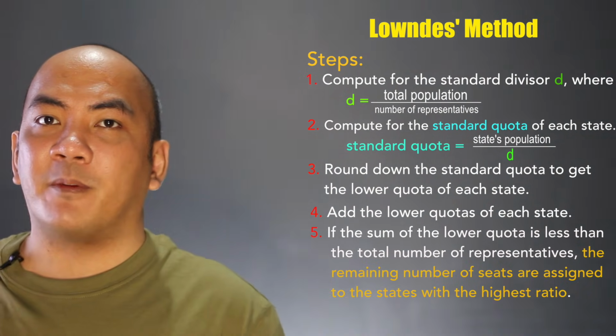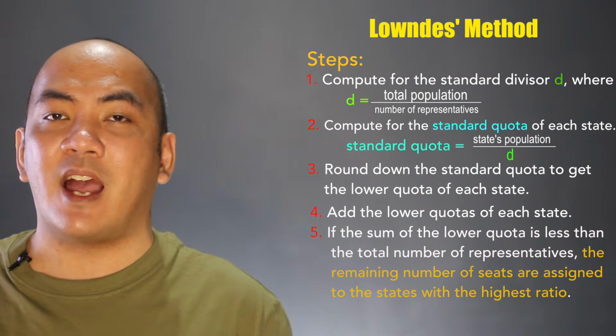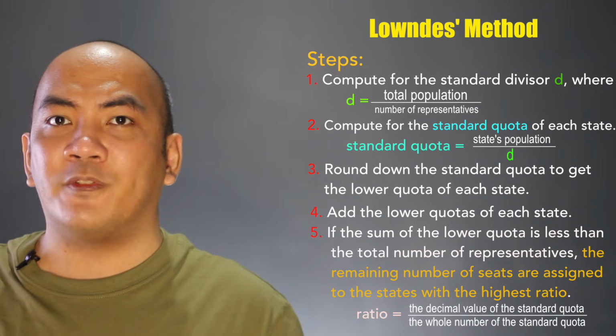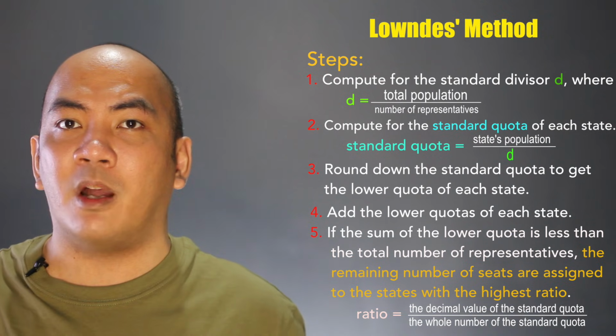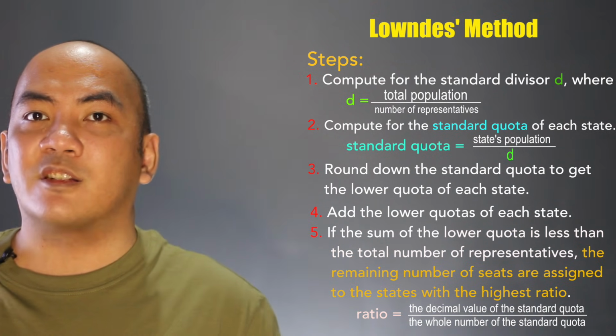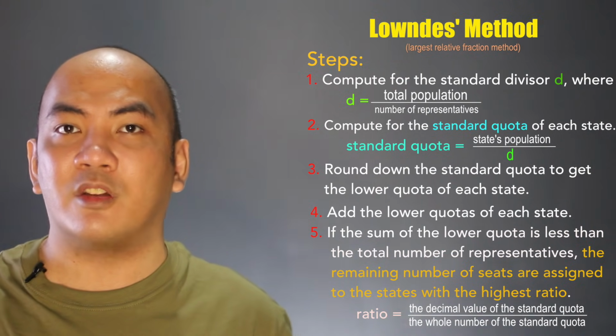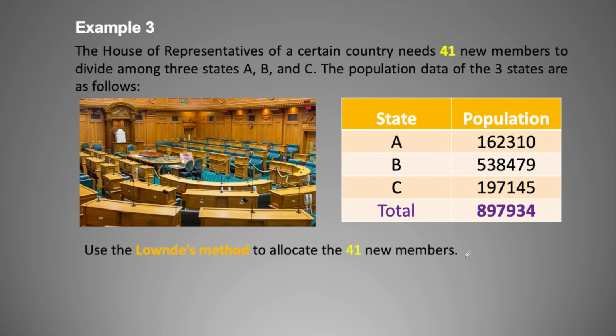And expectedly, the sum of the lower quotas will be less or equal to the total number of representatives. Then the remaining number of representatives will be assigned to the states with the highest ratio, in which ratio is computed as the decimal value of the standard quota divided by the whole number of the standard quota. That's why the Lowndes method is also called the largest relative fraction method.